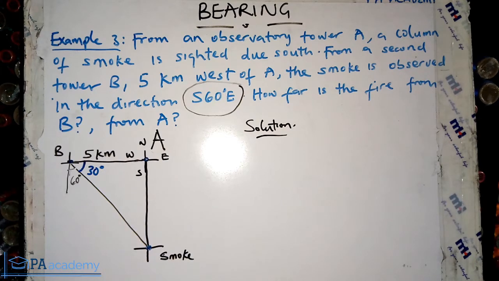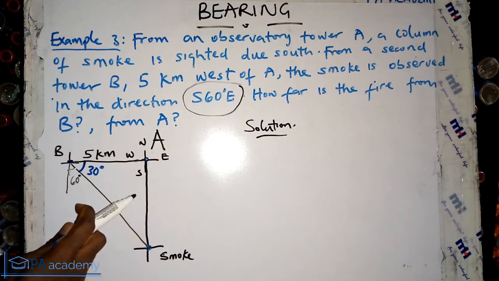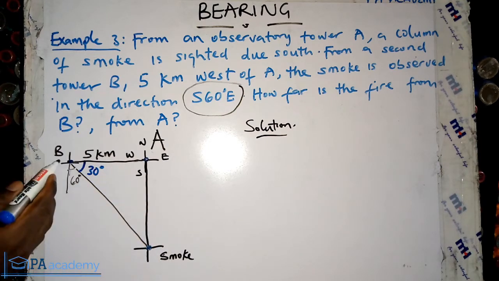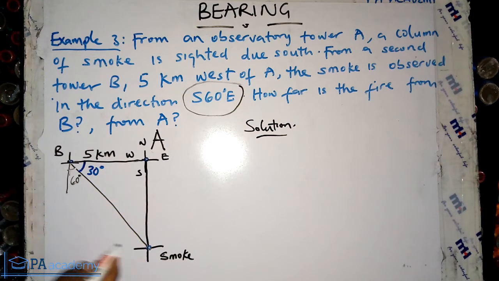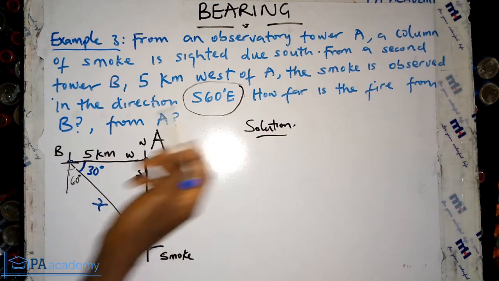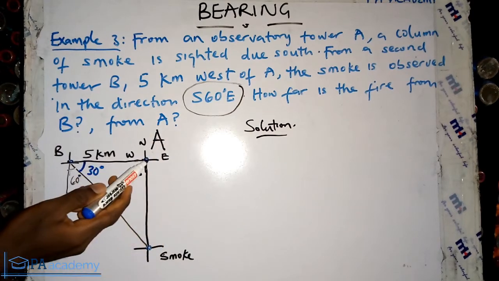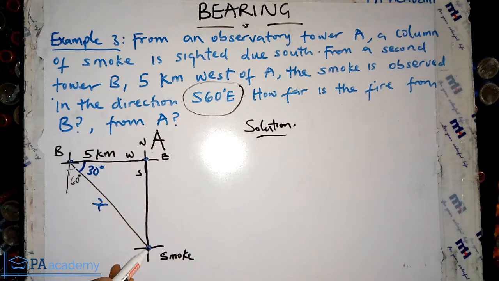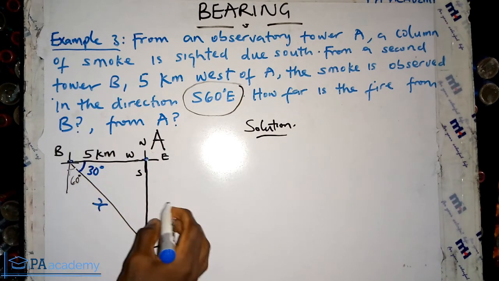Now what we are going to do is take the distances. How far is it from B, which is from this point to this point? Let's represent it with x. How far is the fire from A? That is the distance from point A to where the smoke is. So let's take that as y.